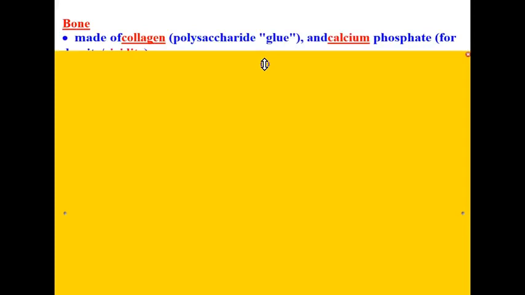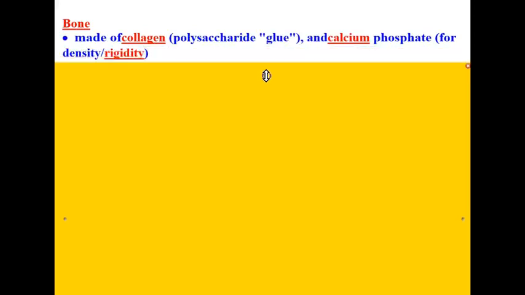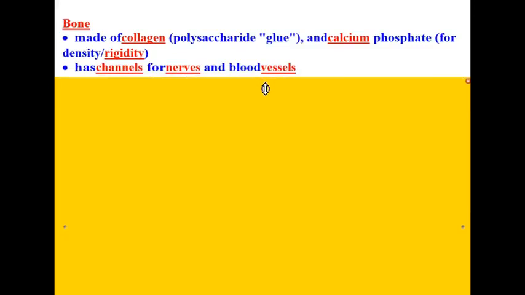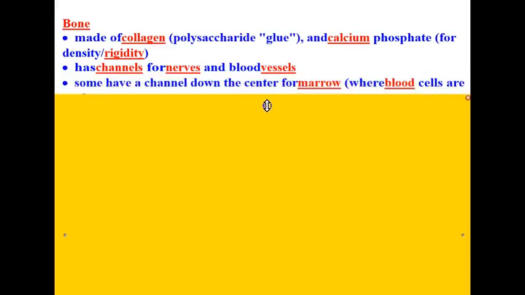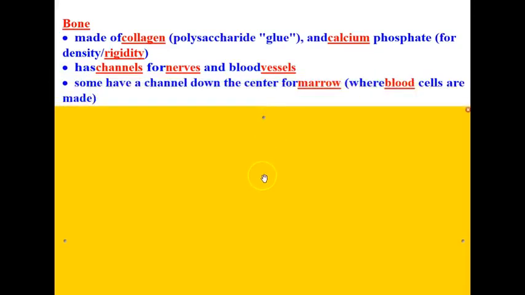All right, bone is made of collagen, which is a polysaccharide, and it acts as a glue. So bone is made of collagen and calcium phosphate. And the calcium phosphate functions for density and rigidity. Bone has channels for nerves and blood vessels. And some have a channel down the center for marrow. And this is where blood cells are made.